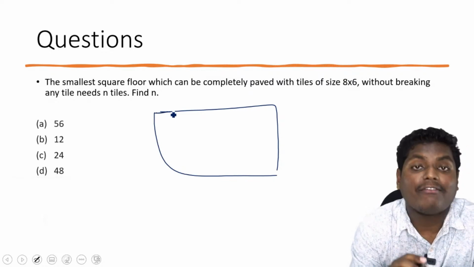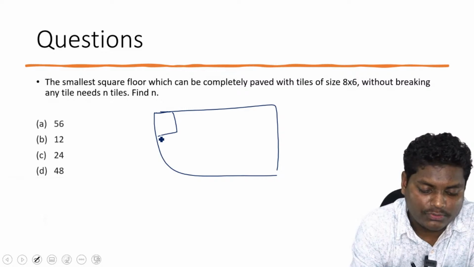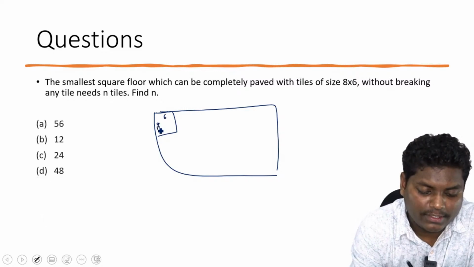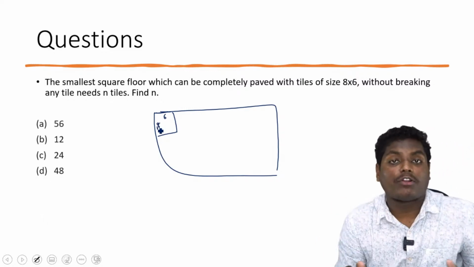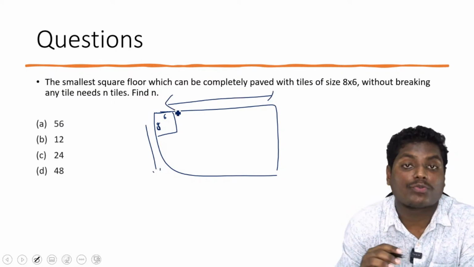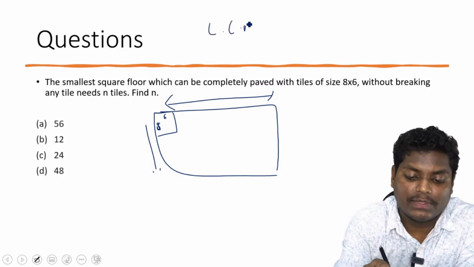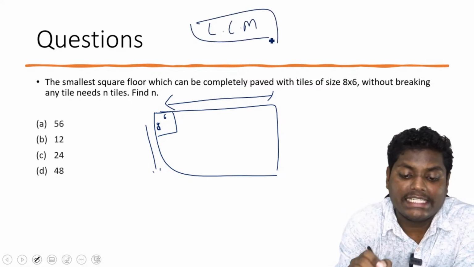So if we are having an 8 cross 6 tile, let's put this 8 cross 6 tile over here. So this is 6 and this is 8. Now we want to make a square out of it. So basically this number and this number should be the same for a square. So how can we do it? The only way to find this number is basically taking an LCM, or the least common multiple.